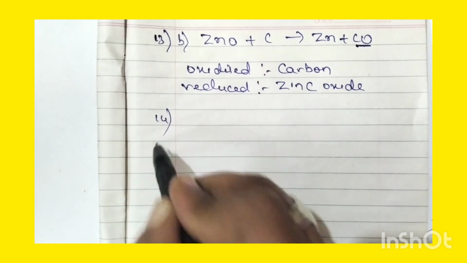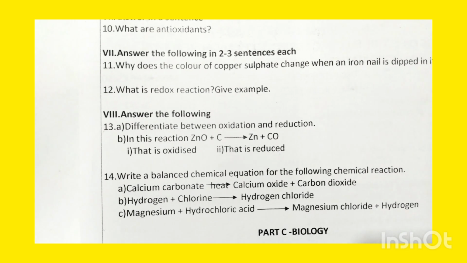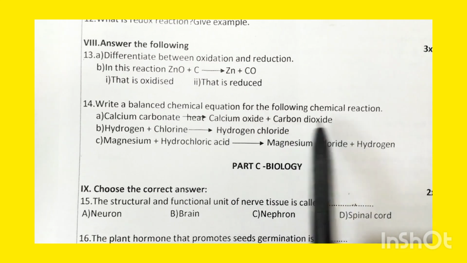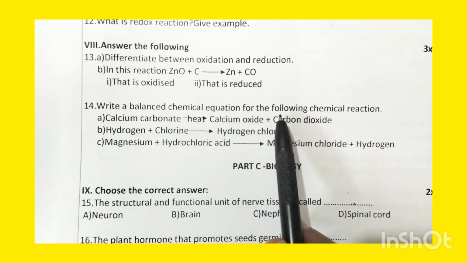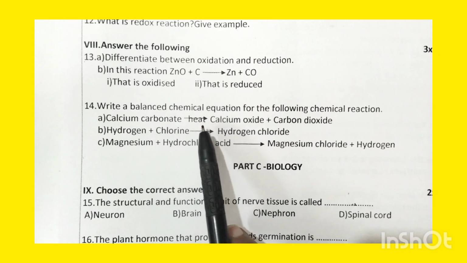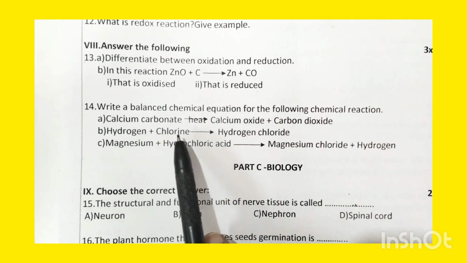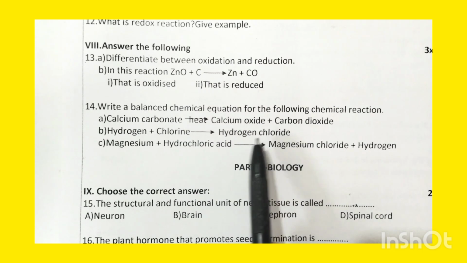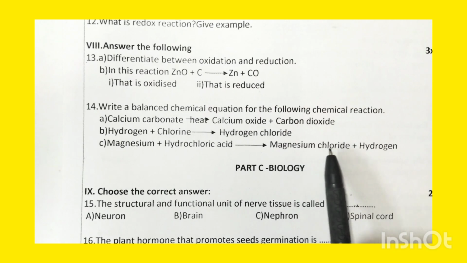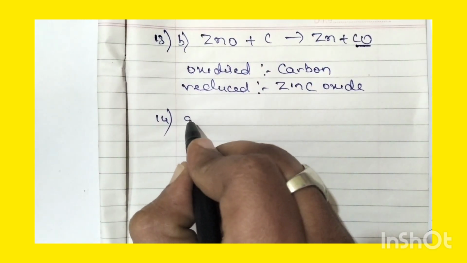Now let us move to the 14th question. Write a balanced chemical equation for the following chemical reactions. Calcium carbonate, when heated, forms calcium oxide plus carbon dioxide. Hydrogen plus chlorine gives hydrogen chloride. Magnesium plus hydrochloric acid gives magnesium chloride plus hydrogen. So let us balance each equation.